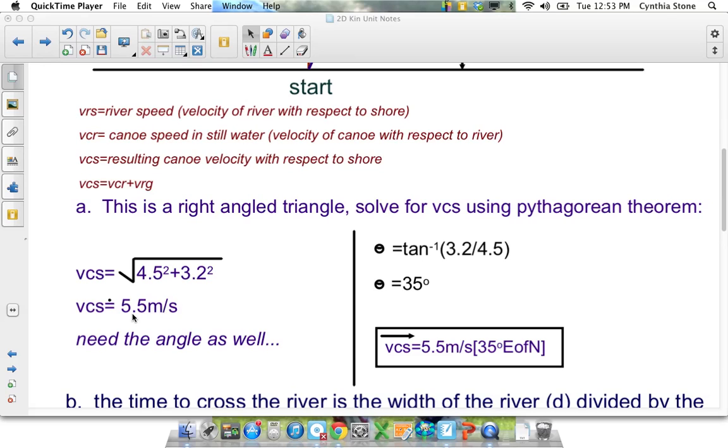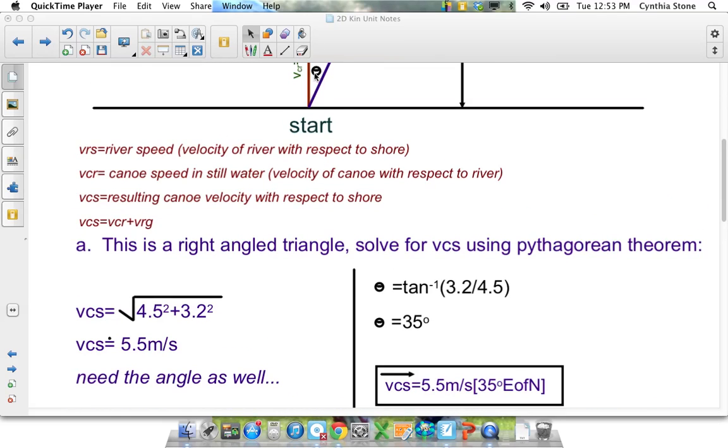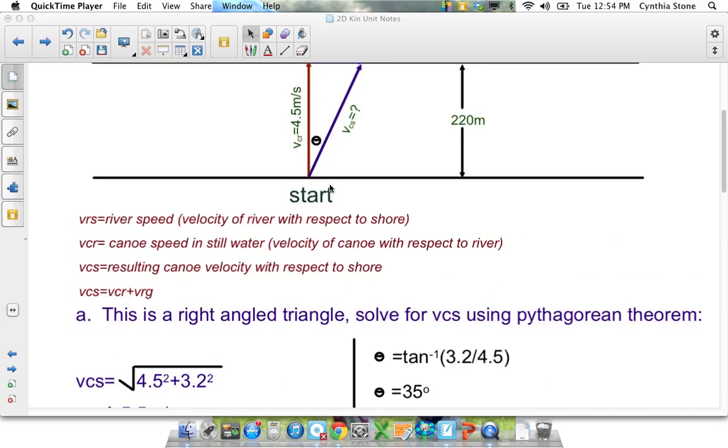You get a magnitude of 5.5, and 35 degrees is the angle in the middle. So the resulting velocity of the canoe relative to shore is 5.5 meters per second, 35 degrees east of north, because straight up is due north in this case. Okay, that's a fairly straightforward one. Just pause the tape if you need to keep writing, so I'm going to move on.